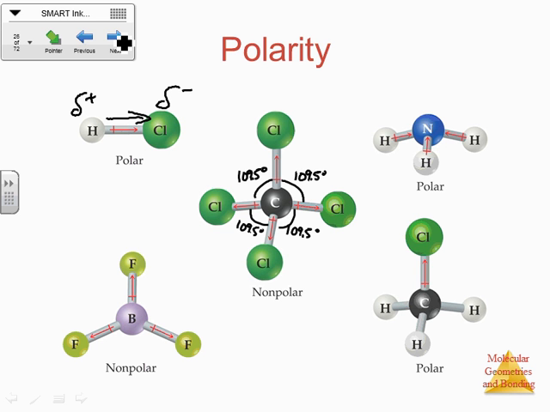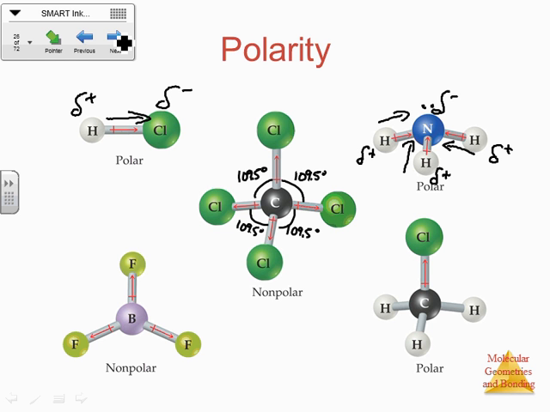If you look at something like NH3, again, you've got a lone pair up here. So the nitrogen is pulling the hydrogens closer to itself. It's pulling the electrons closer to itself, away from the hydrogen. And that gives this an overall partial negative charge and then a partial positive on each of these hydrogens. Because it's not symmetrical, one part of that molecule is going to be positive and one part is going to be negative.